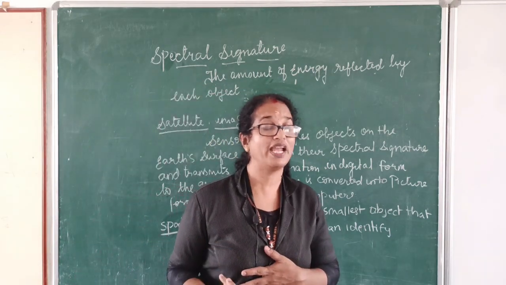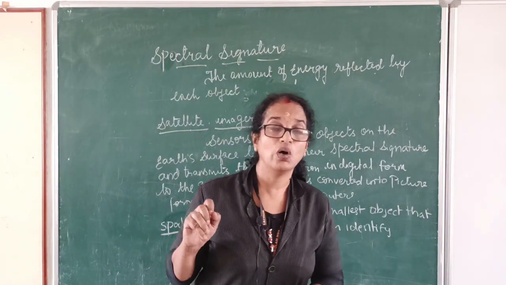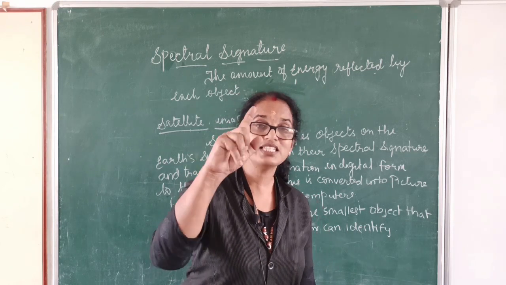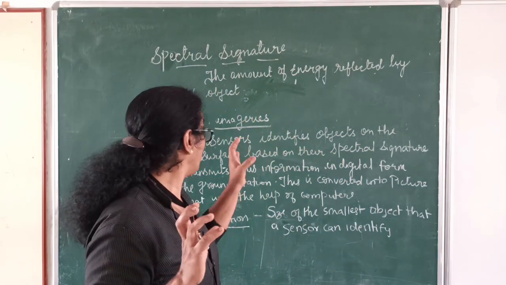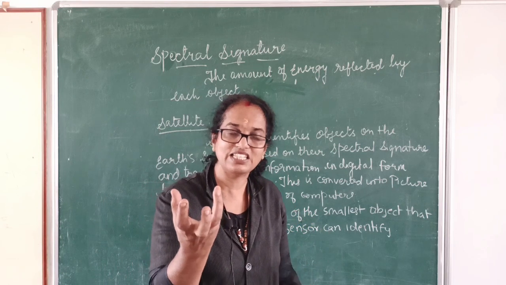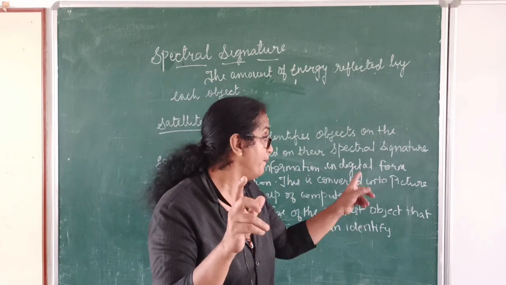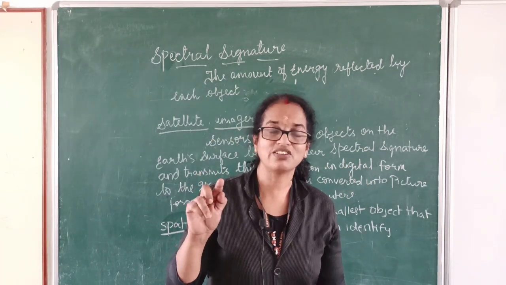The amount of energy reflected by each object on the earth surface is called as spectral signature of that object. ആ ഒരു കഴിവ് ഇതിനുണ്ട്. ആൻഡ് അപ്പോൾ അടുത്തത് എന്താണ്? ഈ സ്പെക്ട്രൽ സിഗ്നേച്ചർ വെച്ച് സെൻസേഴ്സ് എന്ത് ചെയ്യുന്നു? They will be identifying objects on the earth based on their spectral signature.